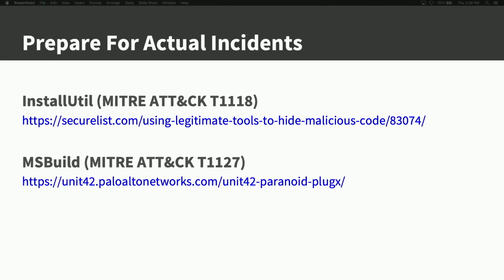So I put two references here for you to look at. The first one is a reference of an adversary using InstallUtil, and the second one is a reference to attackers using MSBuild. Both of those, for example, in the Windows space, ship by default with the operating system. Adversaries can use those if you're operating in a constrained whitelisting environment because they're already there. They may already be trusted. So that's why we like to run these tests, so you can be prepared for the actual incidents.